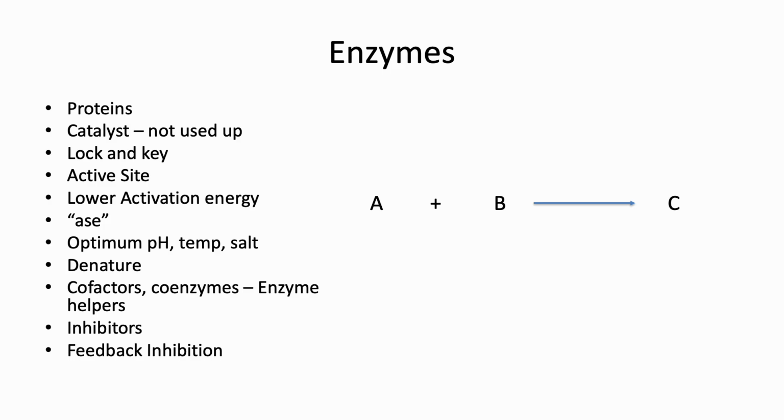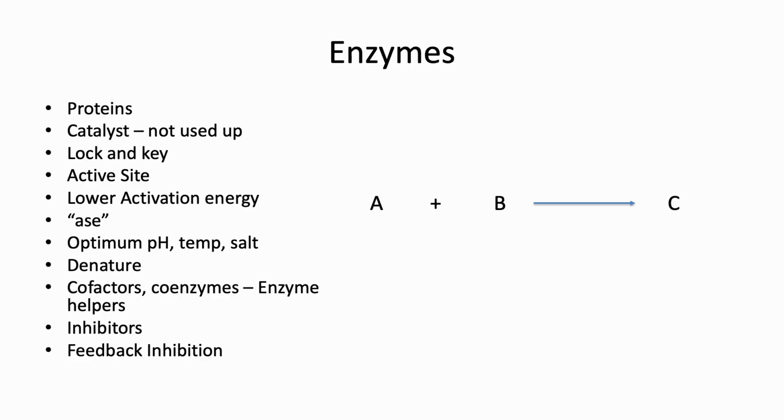Enzymes have helpers called cofactors and coenzymes. We'll talk about those in a little bit. They also have inhibitors, which can prevent them from binding to their substrate. Feedback inhibition is something that happens very often in our cells, and we'll look at why that's important and how it uses negative feedback.